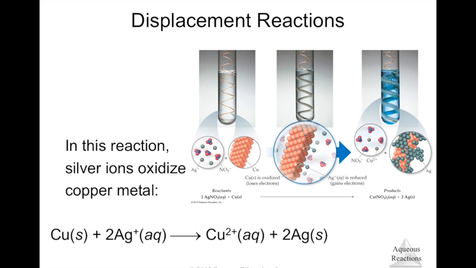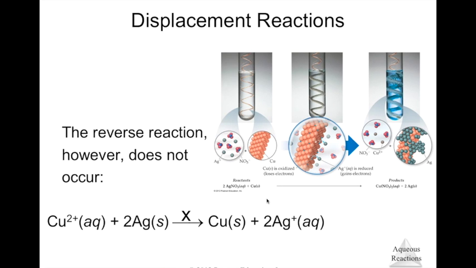Another example, copper plus silver ions produce copper 2+ and solid silver. So kind of the same idea going on, but you've got to remember that it's not reversible, so it doesn't work the other way around. You don't put copper ions plus silver together to create solid copper. It doesn't work that way. It only works one way.